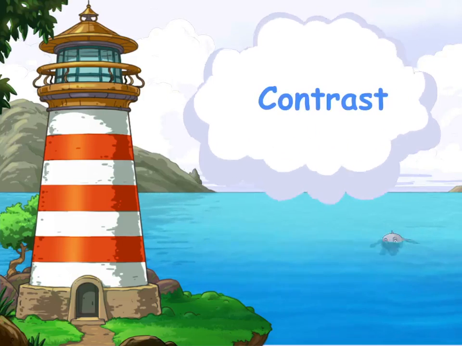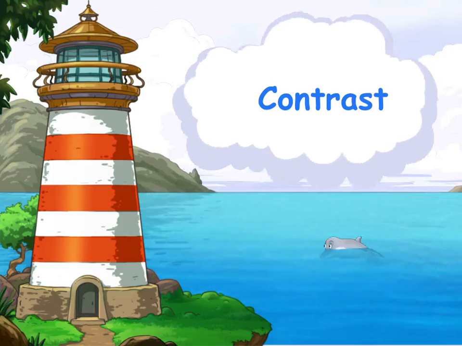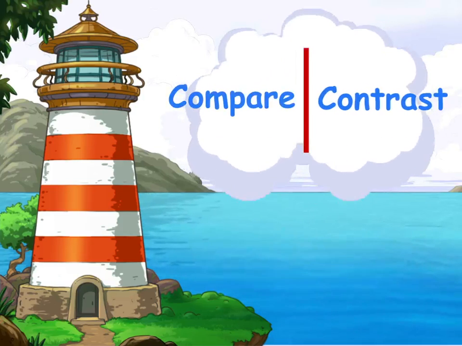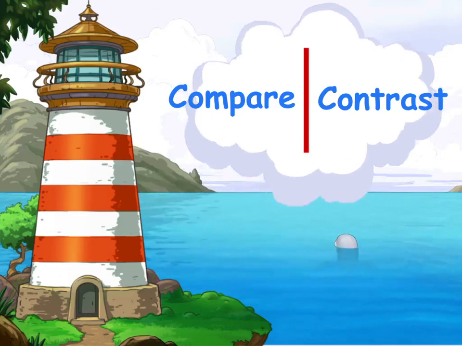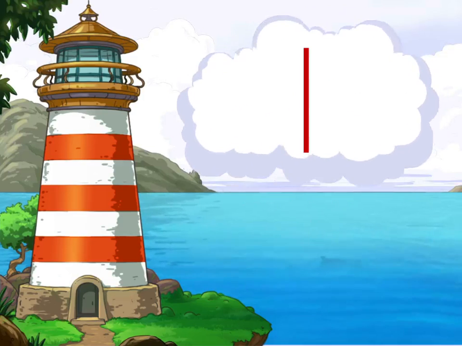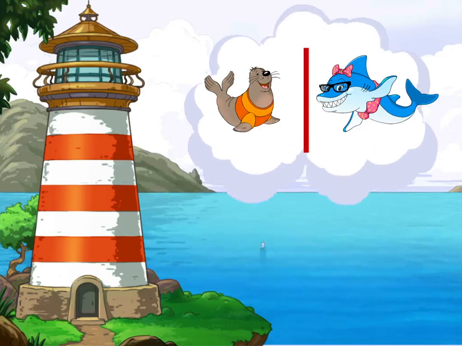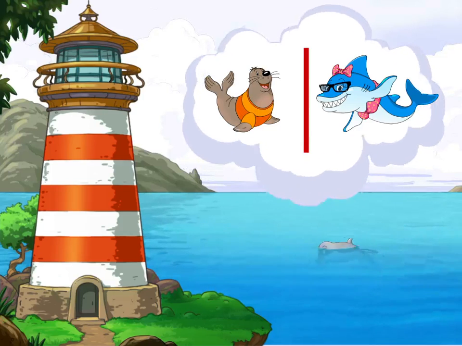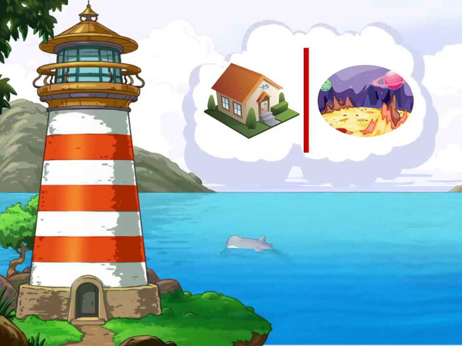When we contrast two things, we think only about how they are different or not the same as one another. Both comparing and contrasting require that you think carefully about what you're reading and use clues in the text to gain a deeper understanding of what you're comparing or contrasting. So, for instance, if you read two different stories, you might contrast or show the differences between the main characters of each story.